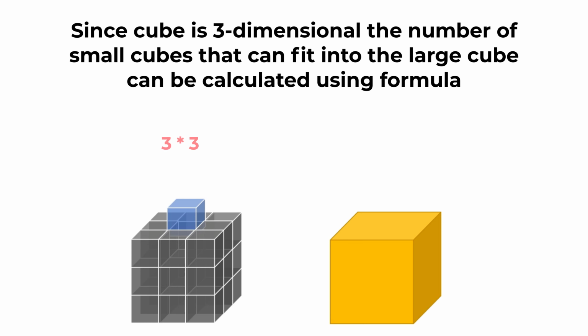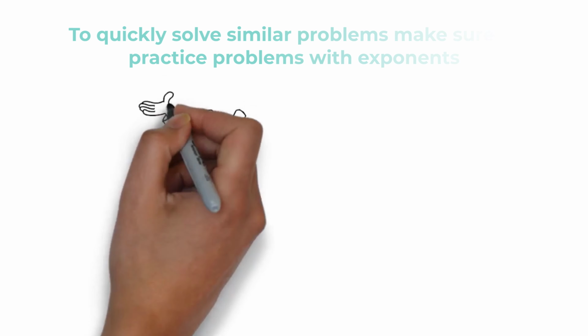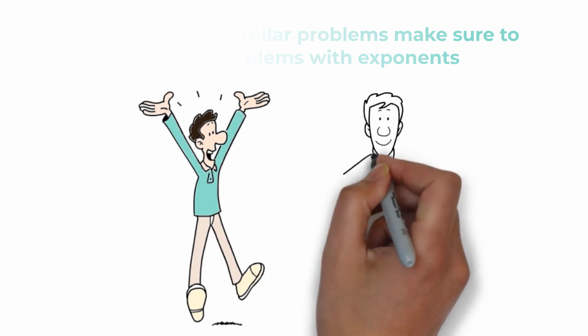The formula 3 multiplied by 3 multiplied by 3 equals 3 cubed equals 27. So the correct choice here is choice C, 27. Hopefully you've nailed this question and now know how to answer similar problems on the test.